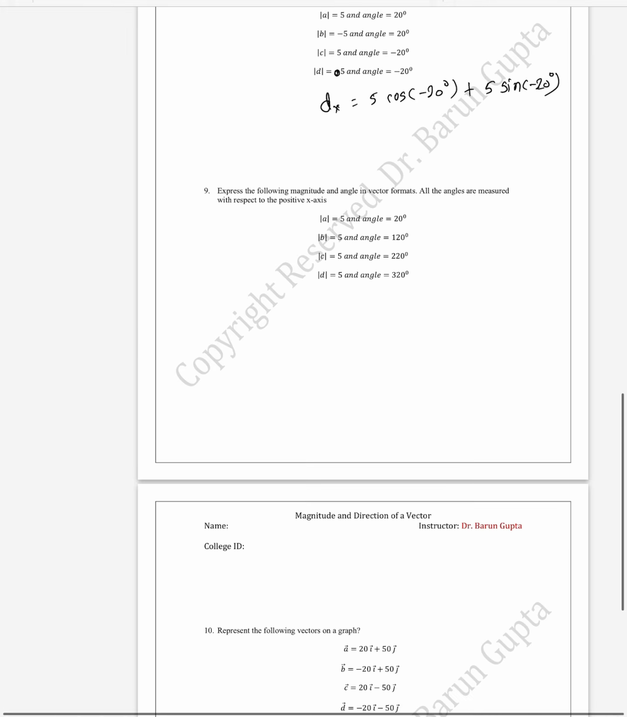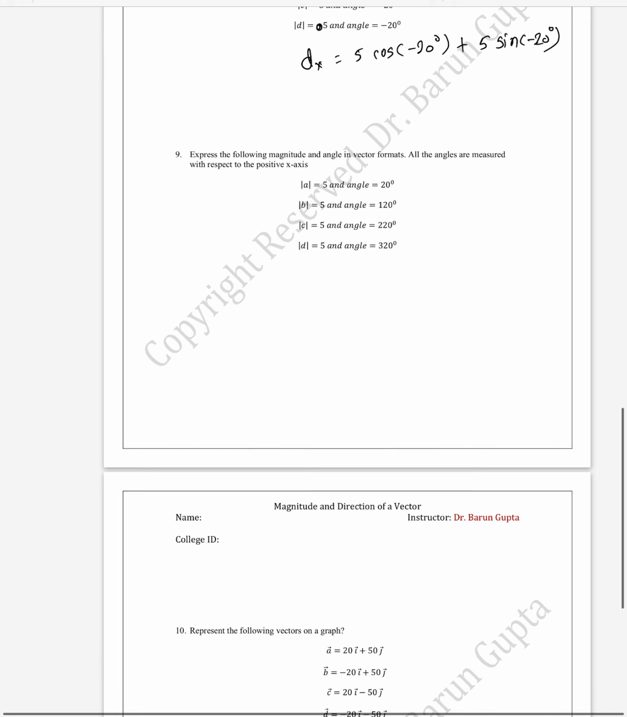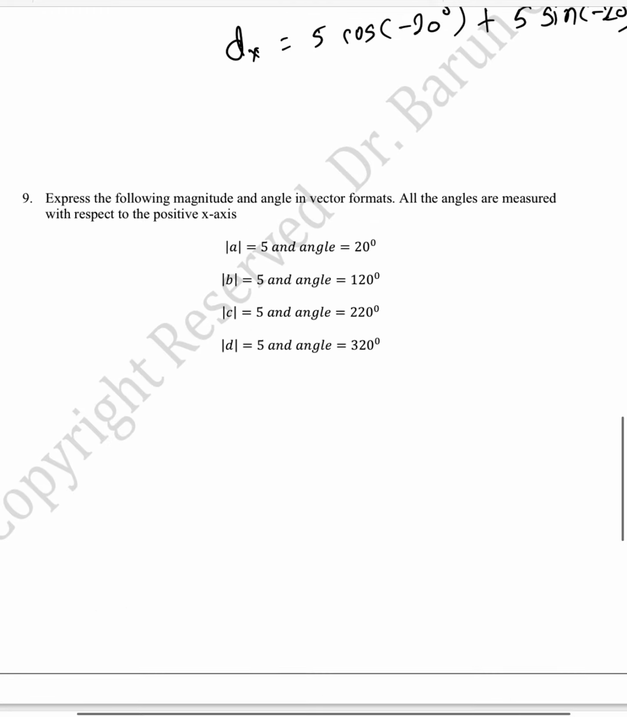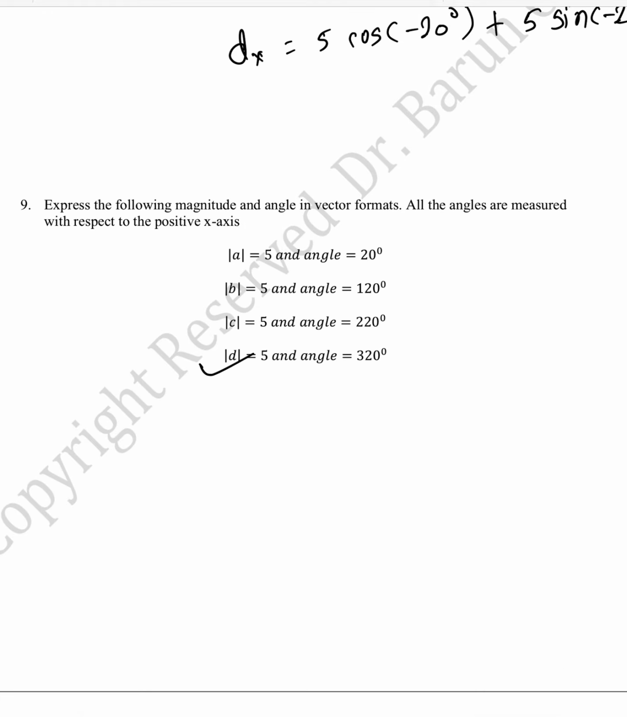I think number 9 we already have covered, but I'll just do it in any case. I'm going to do D. Express the following magnitude and angle in vector format. So let's say, for example, the D. How do I do that? So first, to make it a little bit clearer, I'm going to draw this one on a graph.